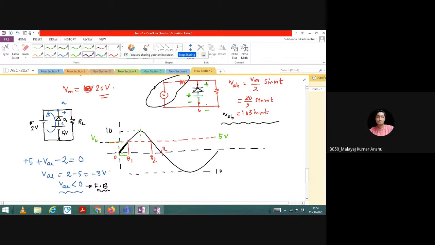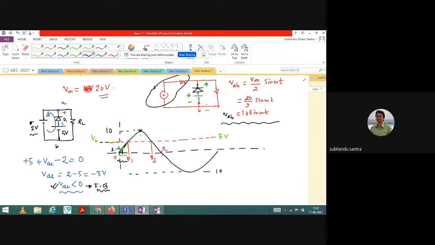But sir, VAB is also less than VB, no? So VB should be greater than VA. I have just taken 2 volt for example. VAB, the same potential I have taken here. This is your VAB voltage. The maximum is 10. I am interested in this region, 0 to theta 1. To make the analysis simpler, I just took one point. Let us say this is the 2 volt point. During this point I am getting VAC less than 0, and definitely the diode will be forward bias. Understood? Yes, sir.